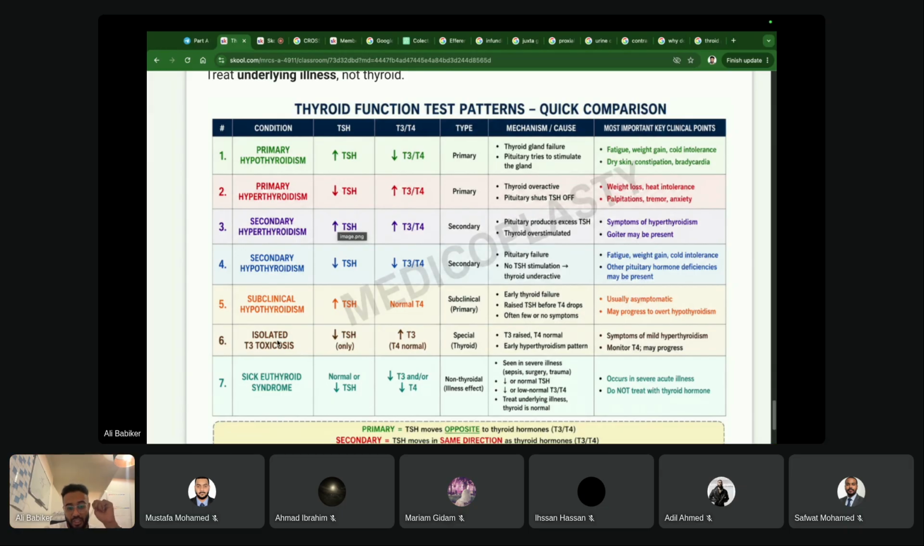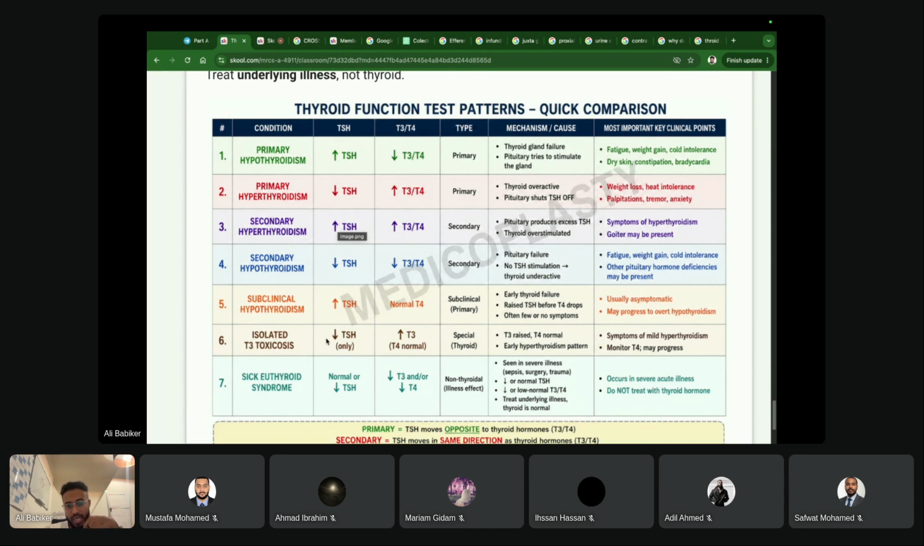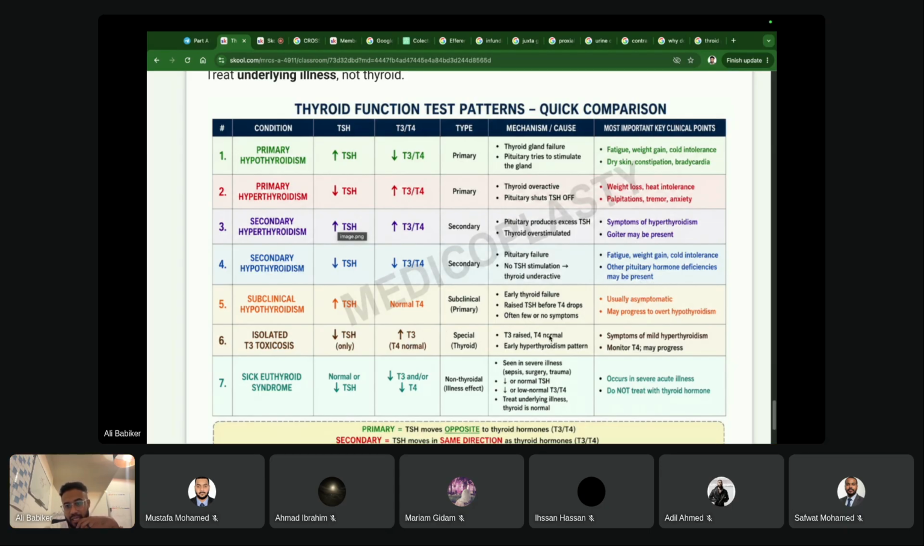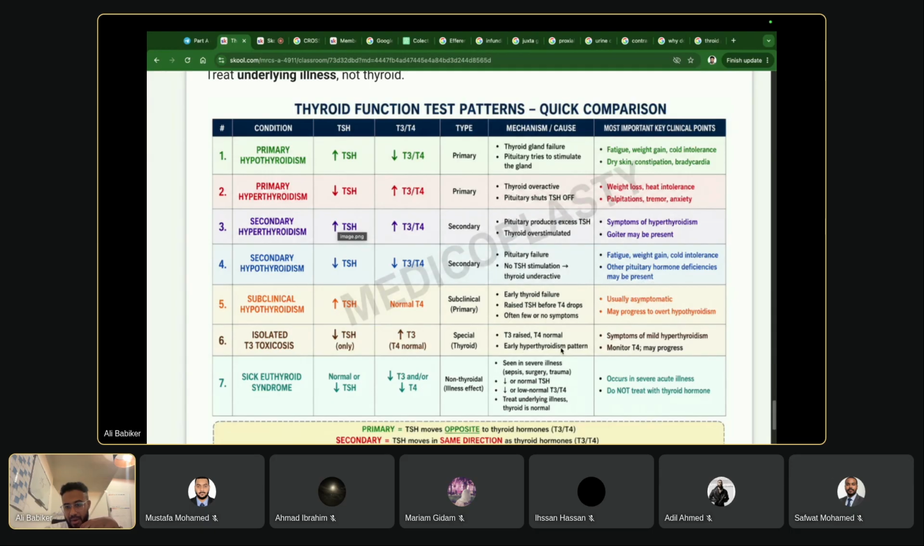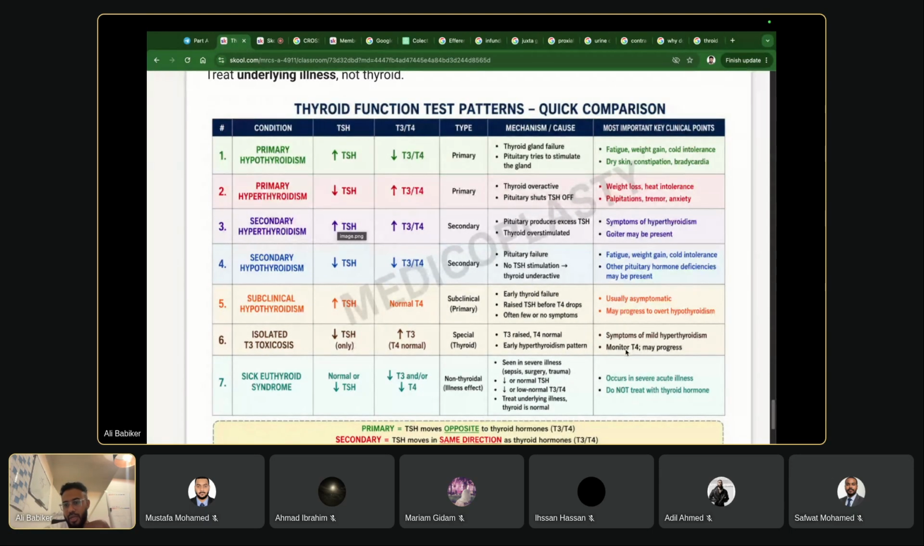All right. Isolated T3 toxicosis. TSH will be low. Why? Because T3 is high. However, T4 is normal. T3 is raised, T4 is normal. Early hyperthyroidism pattern. Symptoms of mild hyperthyroidism, you need to monitor T4.